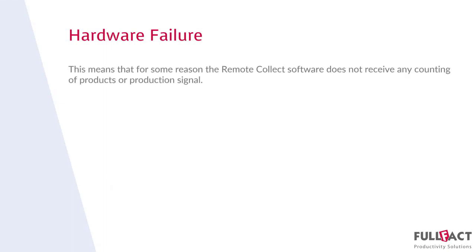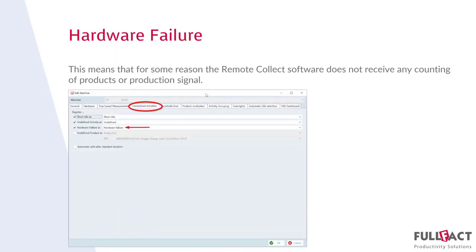Next one is the hardware failure. That means for some reason the Remote Collect software does not receive any counting of products or production signal. Go to your Remote Collect, go to the unresolved activities tab, and be sure that the hardware failure is defined with a name. Hardware failure, if you want to have the error message called hardware failure, of course, but be sure that you select the hardware failure. If you selected it, the name will be displayed as soon as the problem occurs.